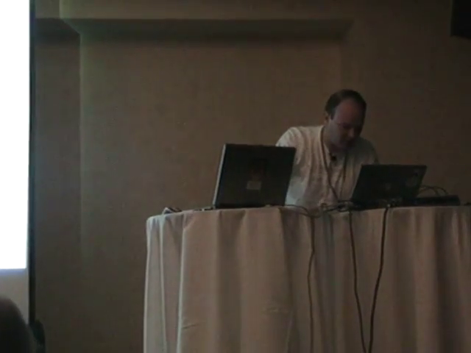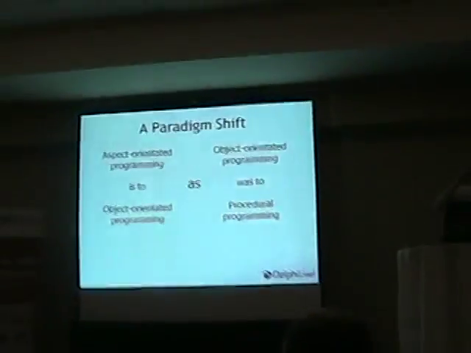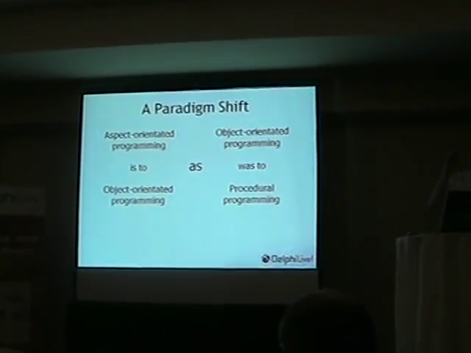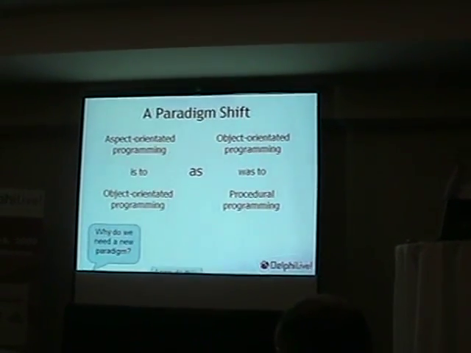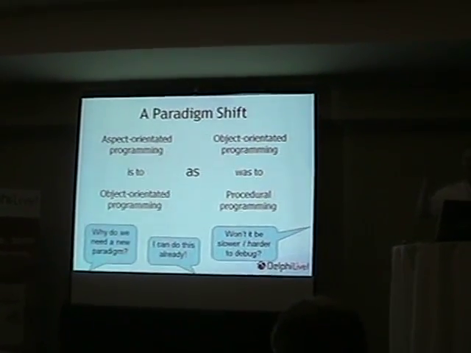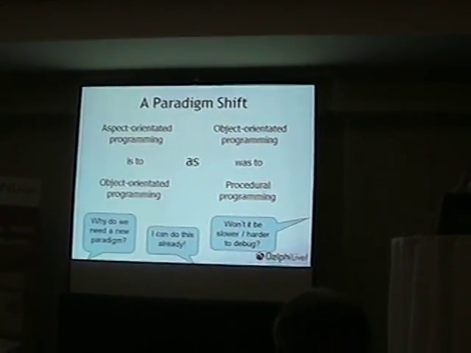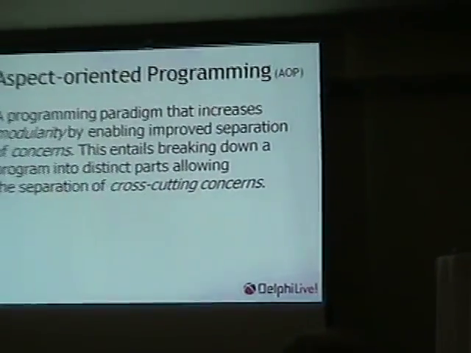Okay. So aspect-oriented programming is a new paradigm. It's to object-oriented programming what object-oriented programming was to procedural programming. If any of you were around for procedural programming when object-oriented programming was coming out, there were protests: oh, I can do this already, this doesn't get it, it makes it harder to debug. Some of it's true, some of it's not true, but we're going to go with it. So the idea of aspect-oriented programming is to separate your cross-cutting concerns, all right?